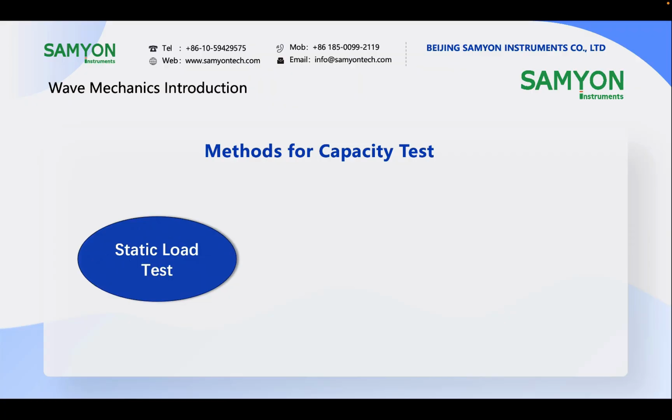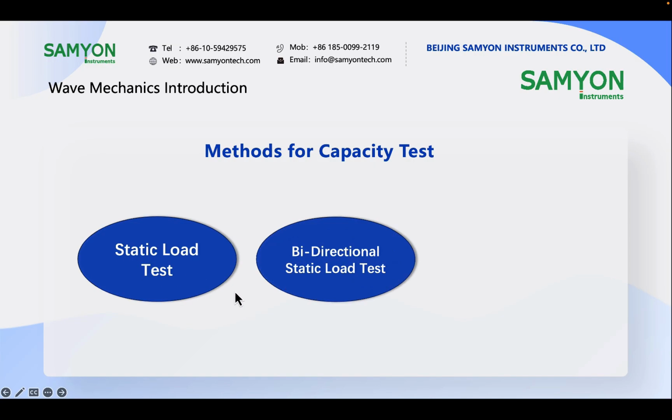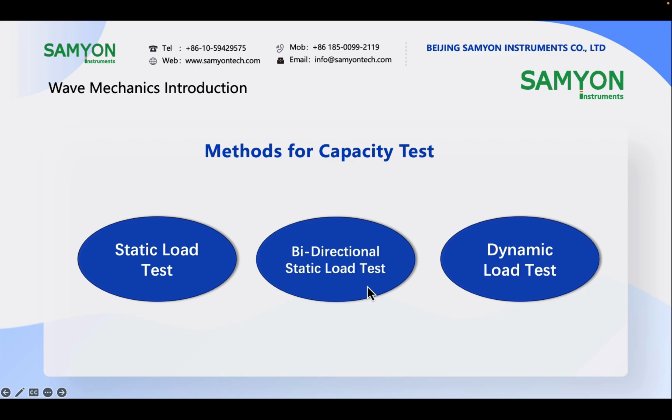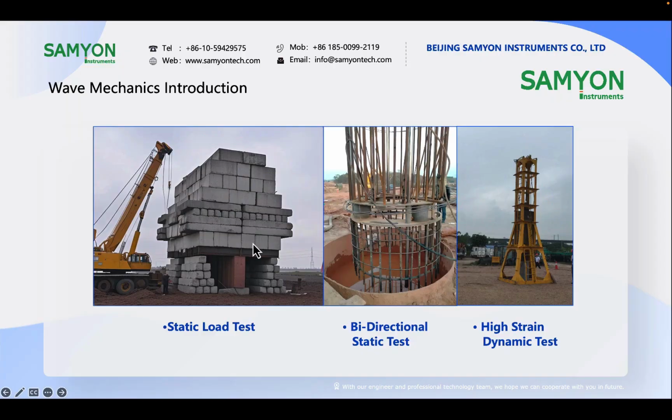Then how do we measure the actual pile capacity? Usually there are three ways to test for the pile capacity. The first, and the most commonly used, is the static load test. The second one is the bidirectional static load test. And the third is the dynamic load test. Here we have some pictures for the testing methods.